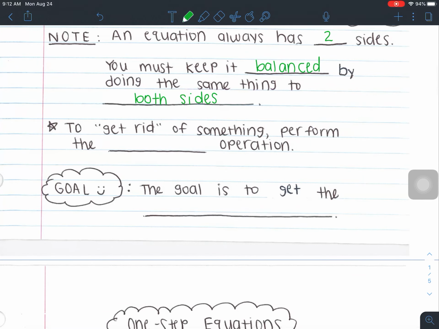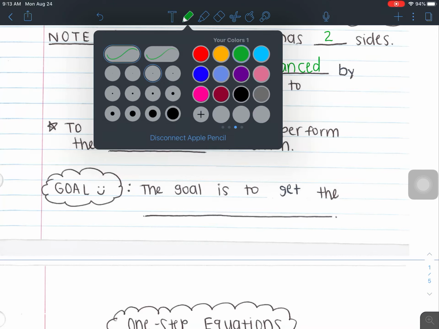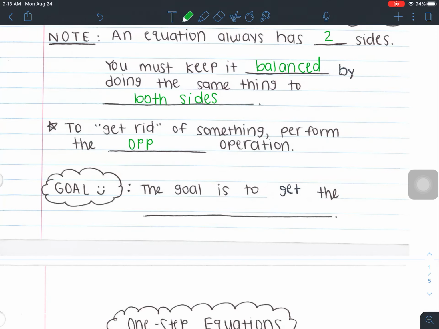Now, to get rid of something, so if I want to move something from one side to the other side, I have to do the opposite operation. And in middle school, they might have called this the inverse operation. You would do the opposite. Okay? So if I wanted to move a positive 5 from one side to the other, I would have to subtract because that is the opposite. So I want to get rid of it by doing the opposite.